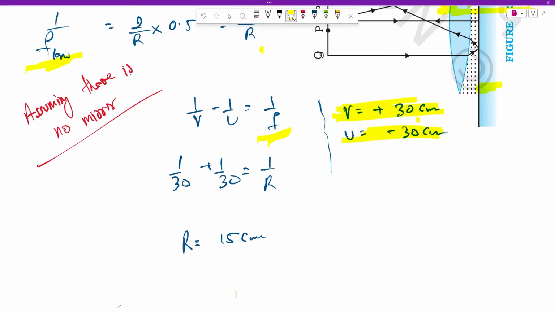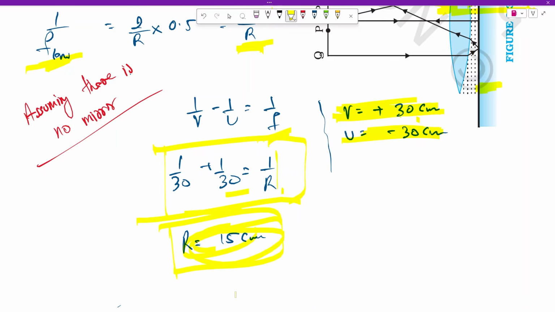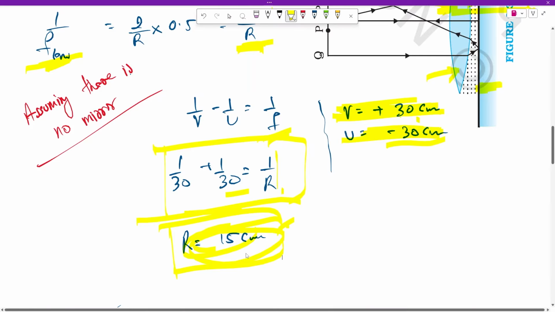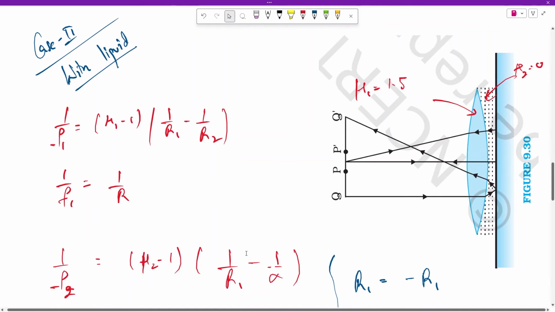Since f of this lens is equal to R, so we can easily write that 1 by 30 plus 1 by 30 equals 1 by f. This will give us R equals 15 centimeter. That is, the radius of curvature of this lens is equal to 15 centimeter. Now we will proceed with the case when there is a liquid.